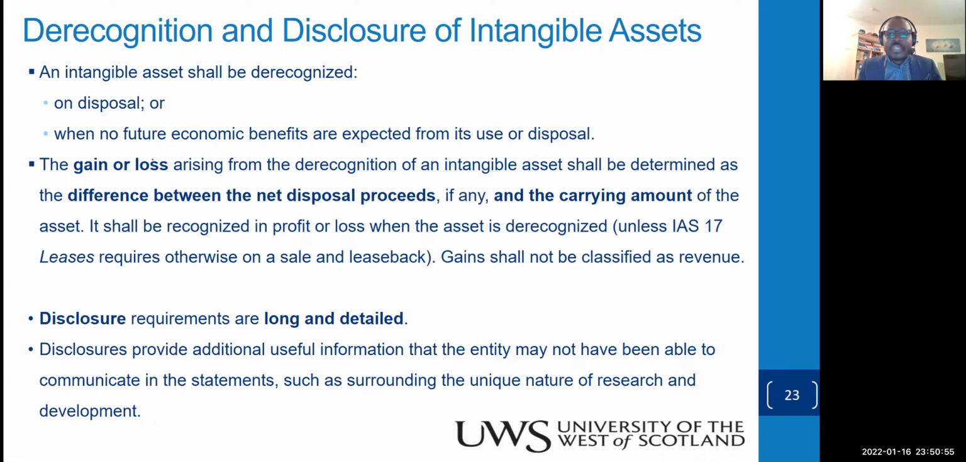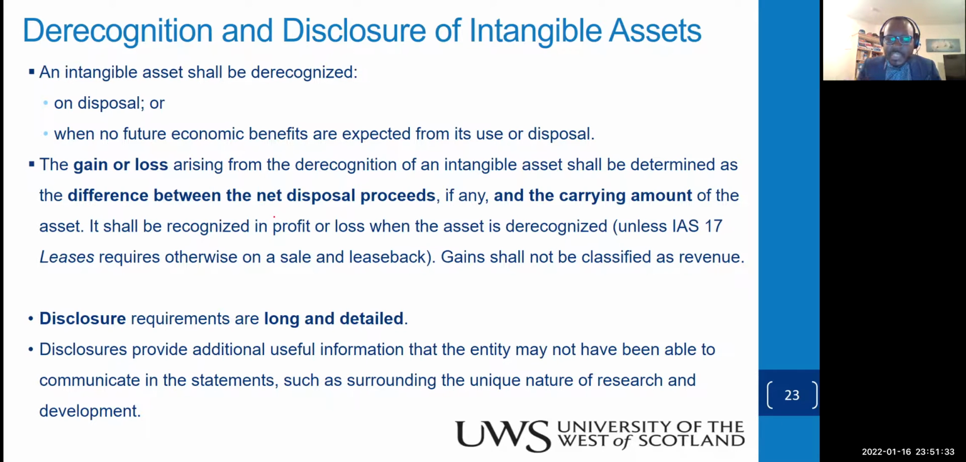All right. So we end by looking at recognition, derecognition, and disclosure. Once we sell off the asset, once we dispose of it, we derecognize it from the books, like the same thing you do for tangible assets. And again, when you realize that there are no future economic benefits expected from its use or its disposal, you derecognize it. Now, any gain or loss we realize from the derecognition should be the difference between the net proceeds and the carrying amount.